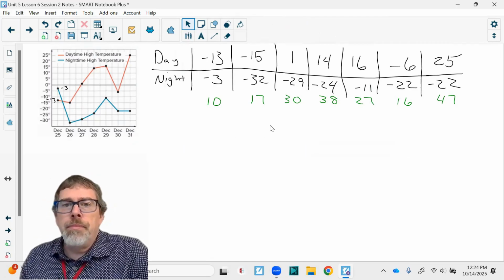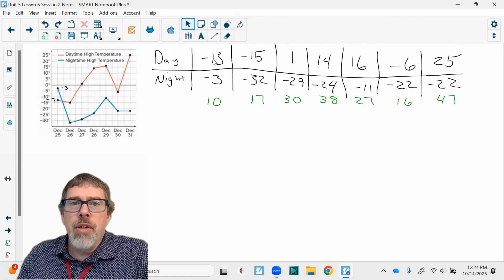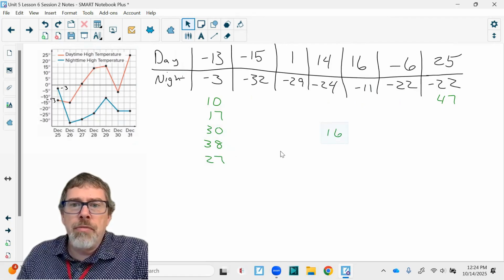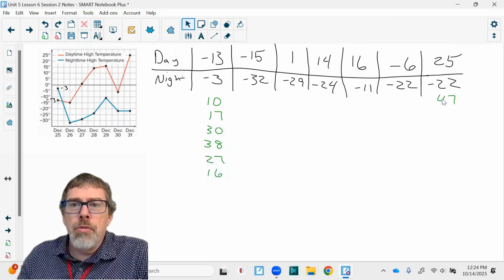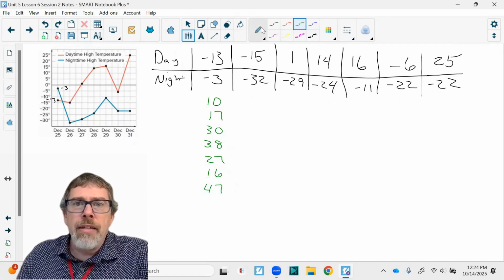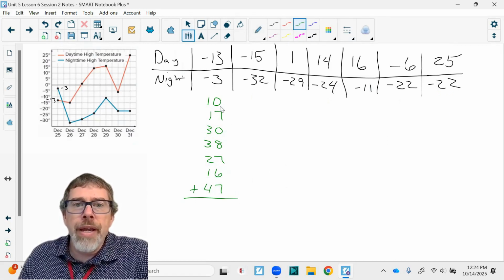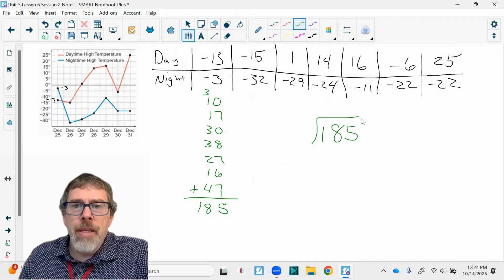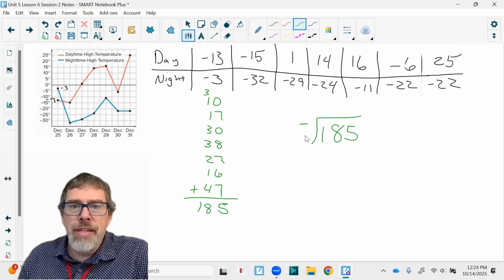Okay. And now we want to find the average of these numbers. So if I take 10 plus 17 plus 30 plus 38 plus 27 plus 16, whoops, missed, plus 47, and add these, we get 7 and 8 is 15, 22, 28, 35, carry the 3. 3, 4, 5, 6, 7, 8, 9, 10, 11, 12, 13, 14, and 4 is 18. So we have 185 total degrees, and then we divide by how many there are, which is 7 days in the week.